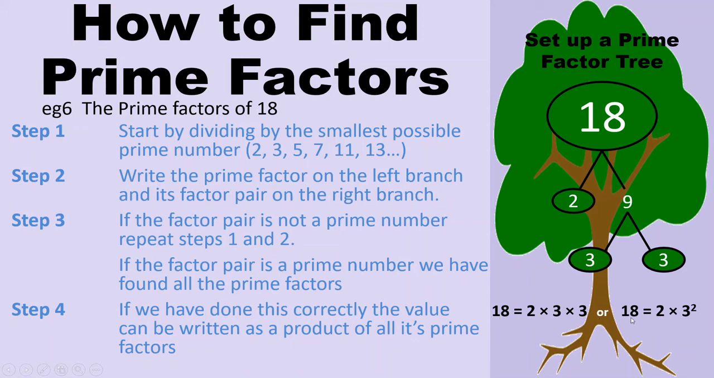Another way of writing that is saying that 18 is equal to 2 times 3 with a power of 2, because I'm multiplying 2 of these 3's together. 2 times 3 squared, that is.